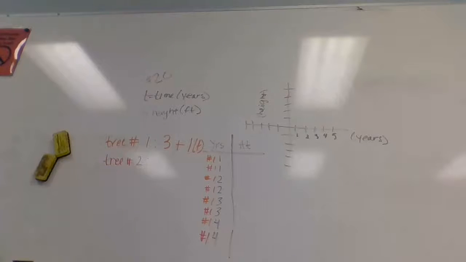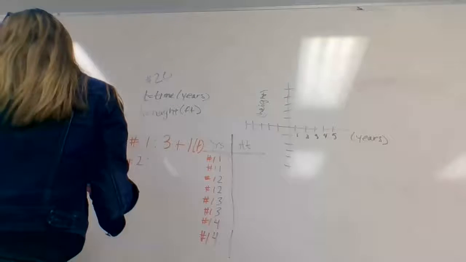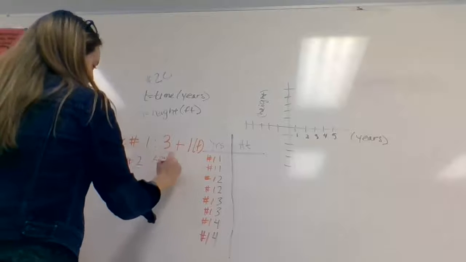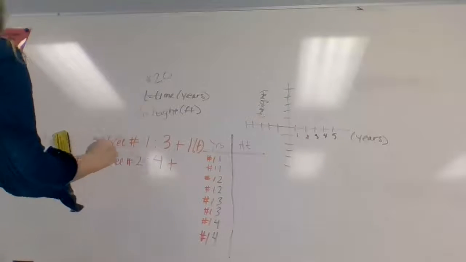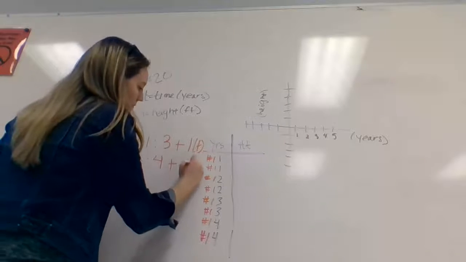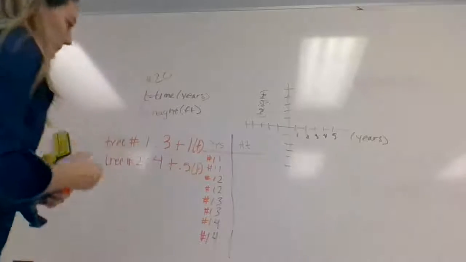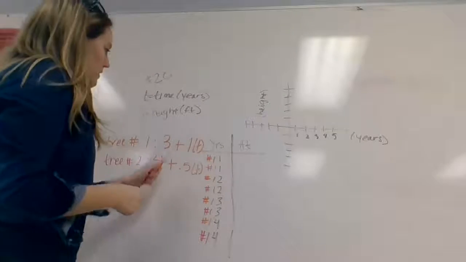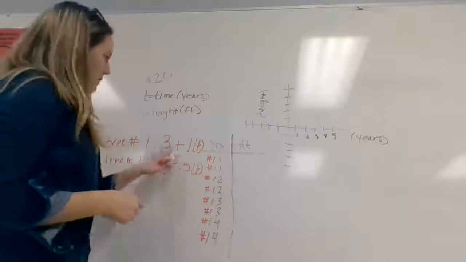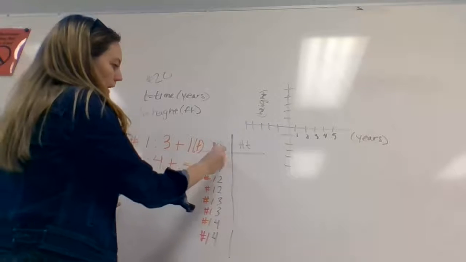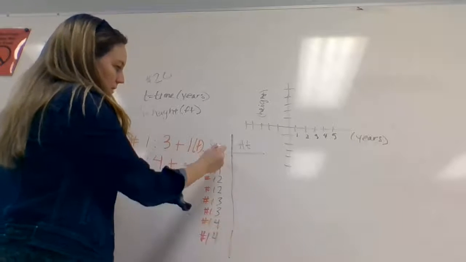And then tree number 2 says another tree at the nursery is 4 feet tall, so it's starting at 4, and we're adding half a foot or 0.5 every year. So now this is where my T-chart comes in handy. Now you're going to plug in these numbers here.